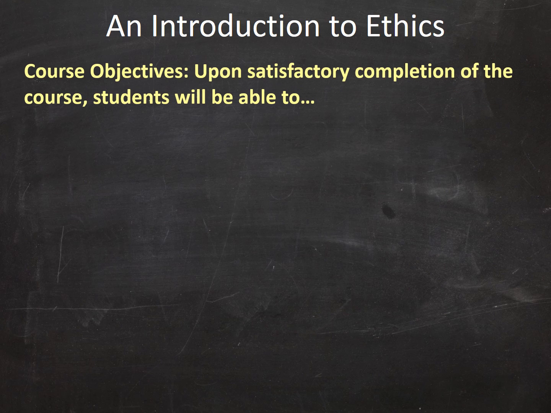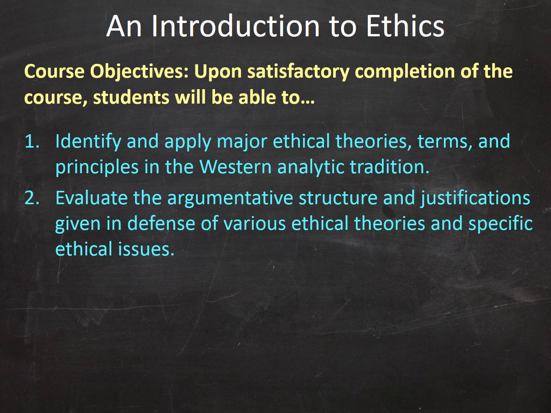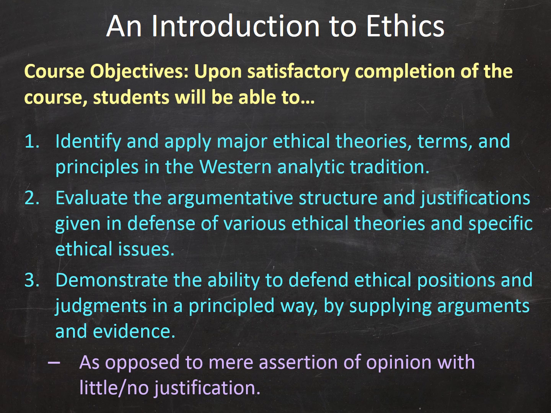Course objectives. Upon satisfactory completion of the course, students will be able to: first, identify and apply major ethical theories, terms, and principles in the Western analytical tradition. Second, to evaluate the argumentative structure and justifications given in defense of various ethical theories and specific ethical issues. And third, to demonstrate the ability to defend ethical positions and judgments in a principled way by supplying arguments and evidence. This is to be distinguished from mere assertion of personal values or arguments with limited or shallow justification. We will see that ethics, at least as philosophers mean it, is much more than mere assertion of value claims.